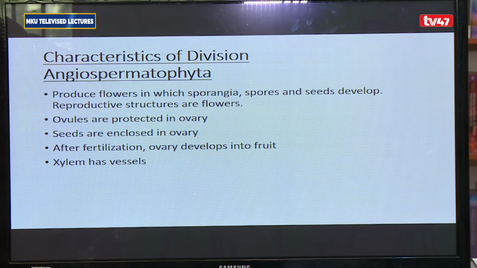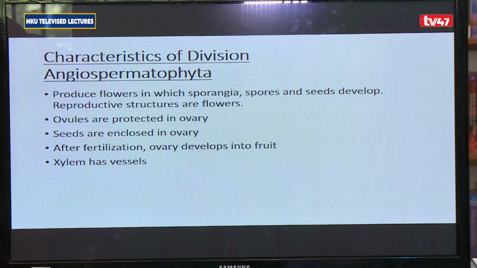The female reproductive structure comprises the ovary, with the ovules in it, the style, and the stigma. Now, for the Angiospermatophyta, the ovules are protected in the ovary because they are flowers. The seeds, when they are formed, again, they are protected within the ovary. Because they have an ovary, Angiospermatophyta form fruits. For them, the xylem is basically made up of vessel elements.